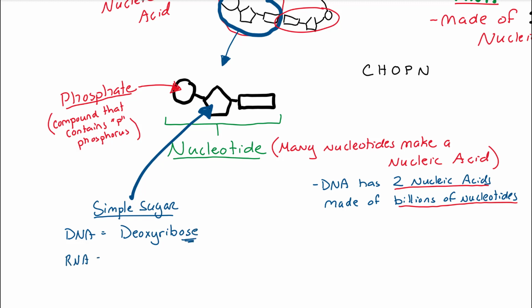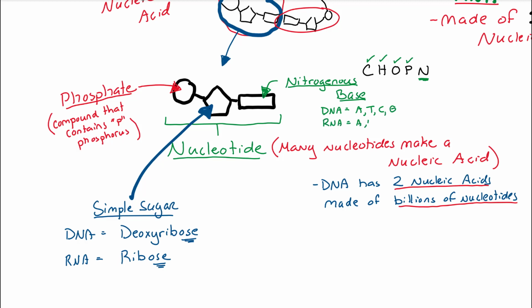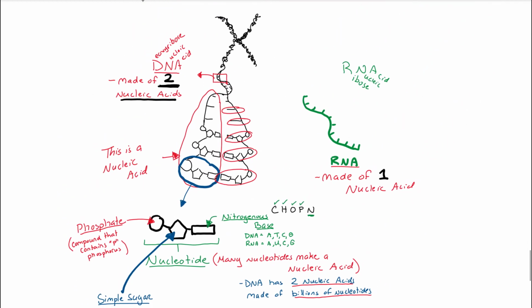The sugar in DNA is deoxyribose, and in RNA, the sugar is ribose. This rectangle thing is the nitrogen. It's a nitrogenous base. It's a compound that contains nitrogen. And in DNA, you have 4 bases, A, T, C, G, and in RNA, you have A, U, C, G.